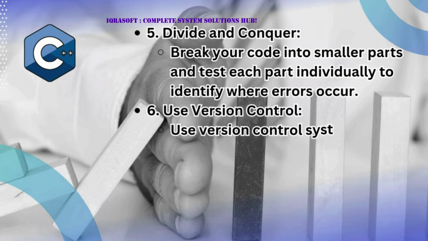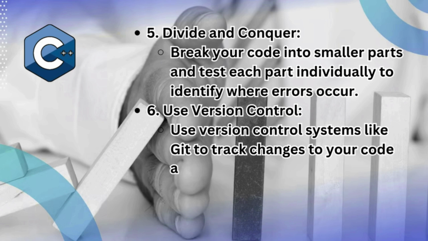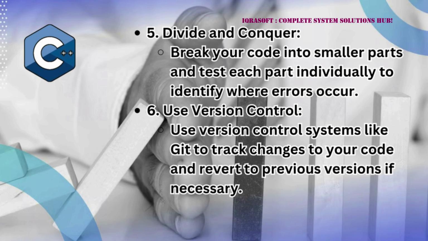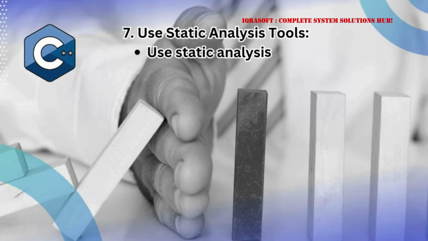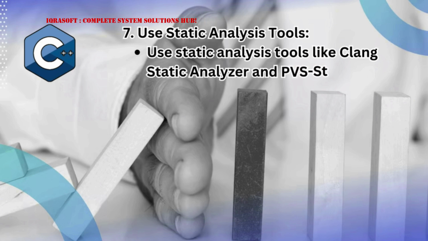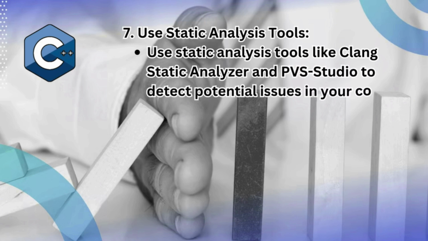6. Use version control. Use version control systems like Git to track changes to your code and revert to previous versions if necessary. 7. Use static analysis tools. Use static analysis tools like Clang Static Analyzer and PVS-Studio to detect potential issues in your code.